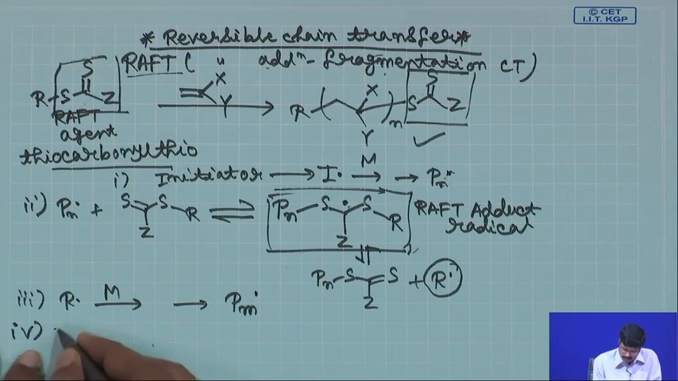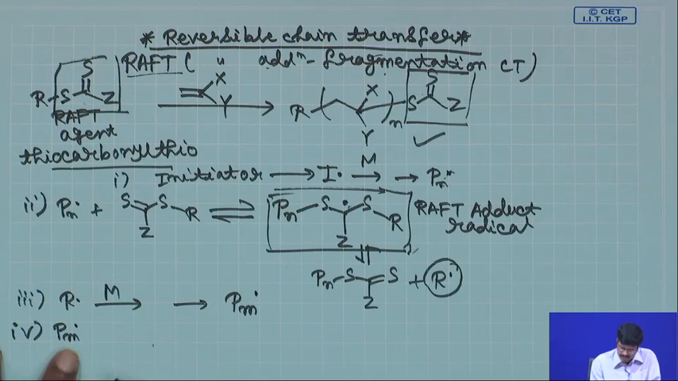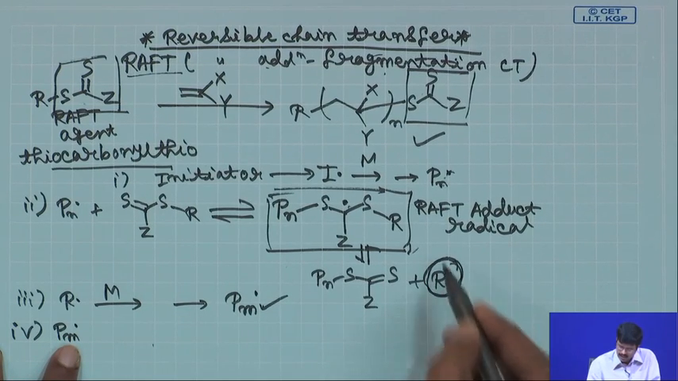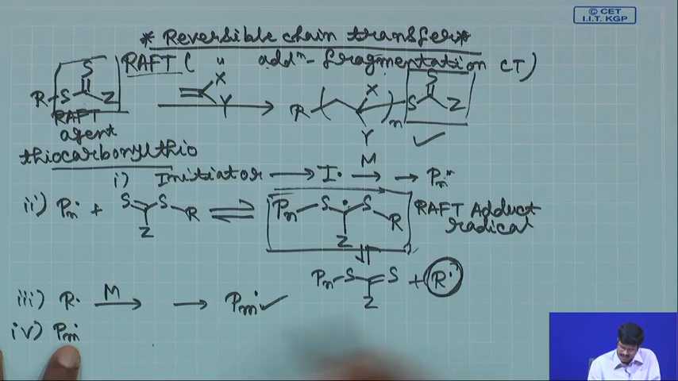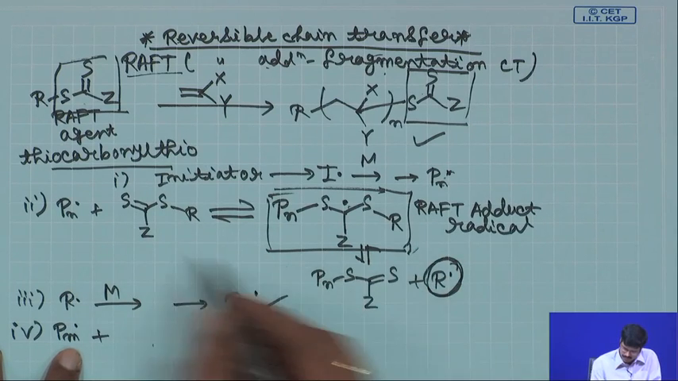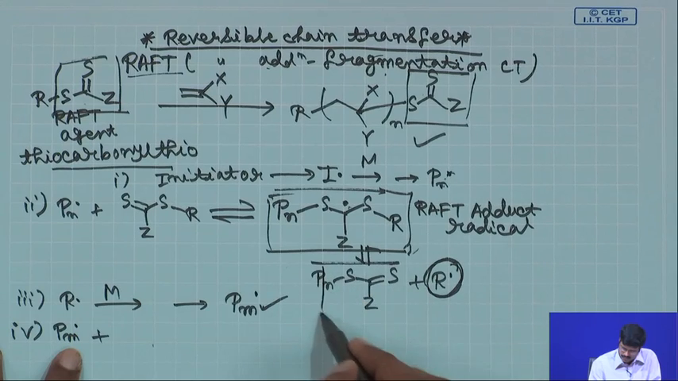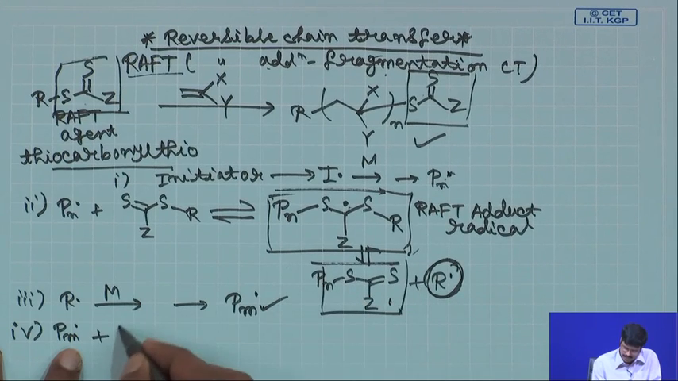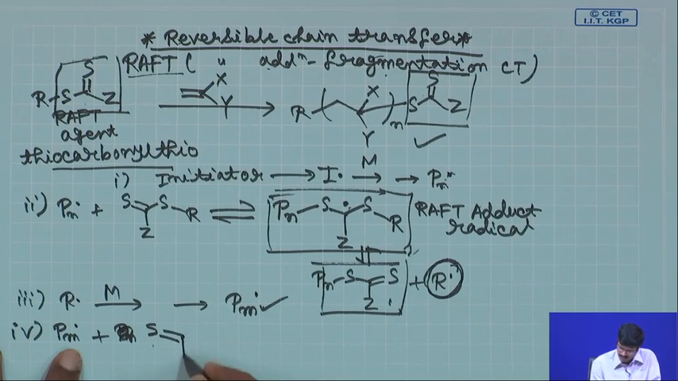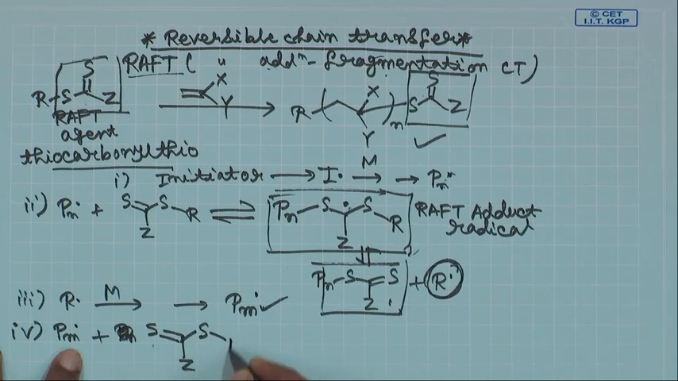Now, in the main chain equilibration step, this P m dot that has been produced from this reinitiating species will react with this moiety. So, basically I will just draw this as this. Okay.